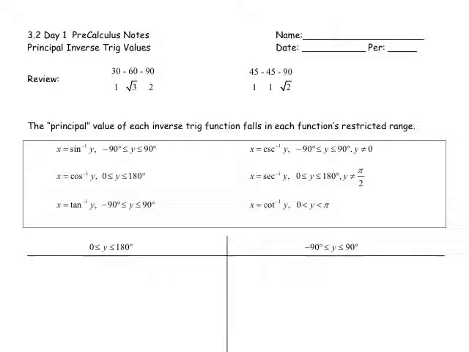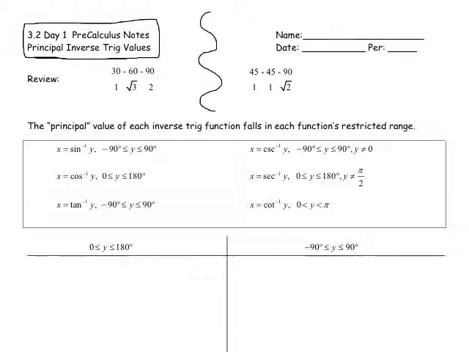Alright, so today we're starting with principal inverse values. This is really the beginning of Unit 3. Yesterday we talked a little bit about the range restrictions and how when you reflect sine over the y equals x line, it gives you this shape. And so that shape's not a function, and so we had to restrict the range.